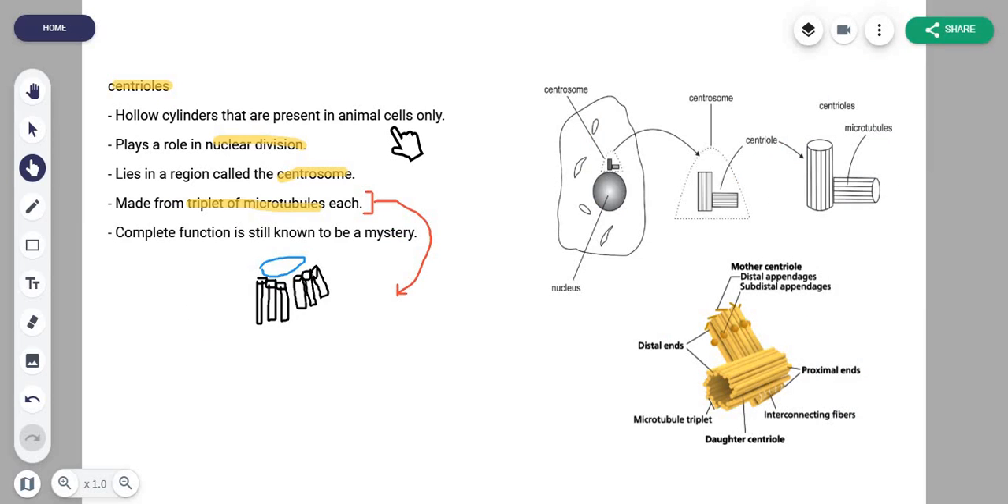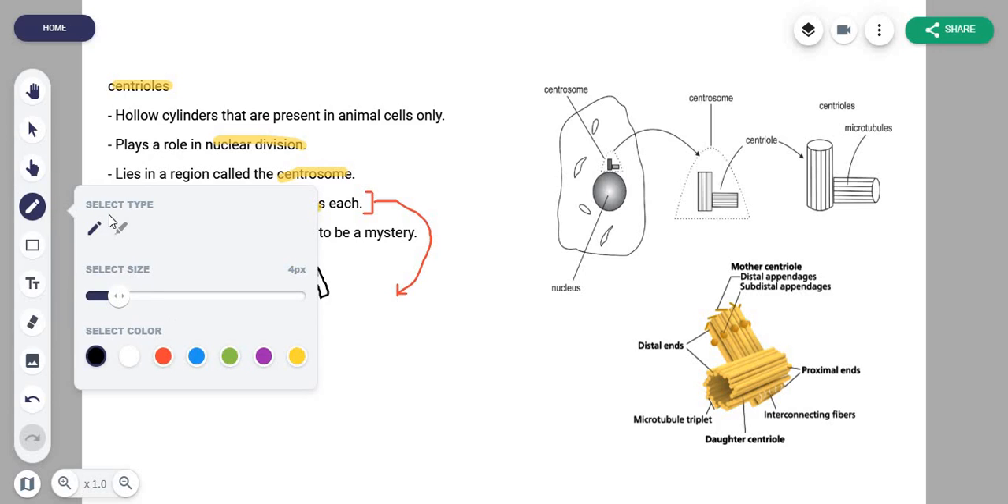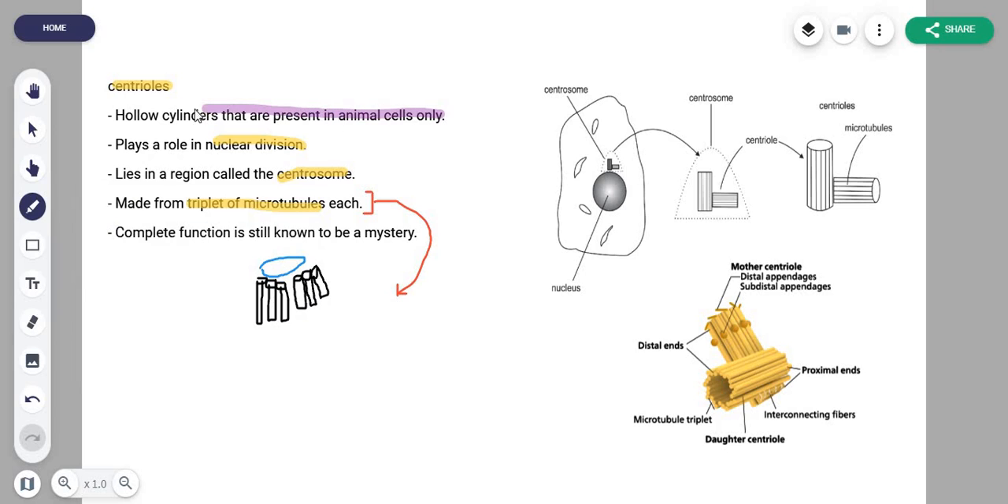Okay, coming to centrioles. Now centrioles are slightly complex, and you can see there's not much written there because I have to do most of the work explaining it rather than writing information down. So centrioles are also hollow cylinders that are present in animal cells only. They are absent in plant cells. Remember that, right? I'm just going to highlight this part here because this is important: they are only present in animal cells.